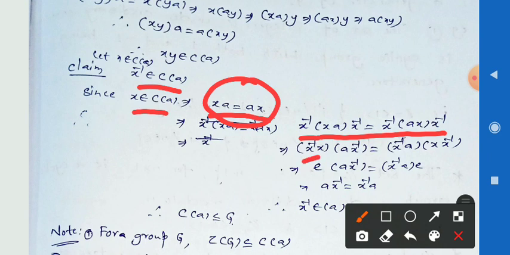By the associative property, we get x inverse into x, and a x inverse is equal to x inverse a, x into x inverse. By this we can conclude that x inverse x gives the e value, and x into x inverse also gives the e value. So e into a x inverse is equal to x inverse a into e. By multiplication with e we get a into x inverse is equal to x inverse a. Therefore we can conclude that a into x inverse is equal to x inverse into a, and therefore x inverse belongs to C of A.